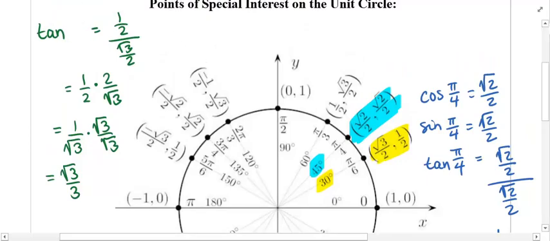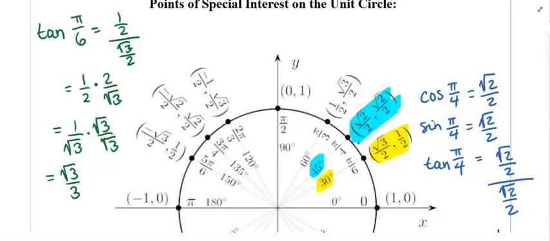So tangent of pi over 6, you need to be focused on this yellow ordered pair. If you do the y coordinate divided by the x coordinate, that's going to be 1/2 divided by the square root of 3 over 2. That comes out to be the square root of 3 over 3. All right, so let's plug this information in.